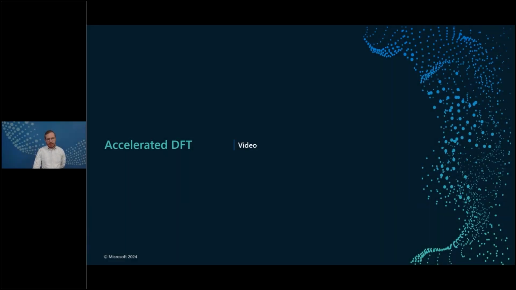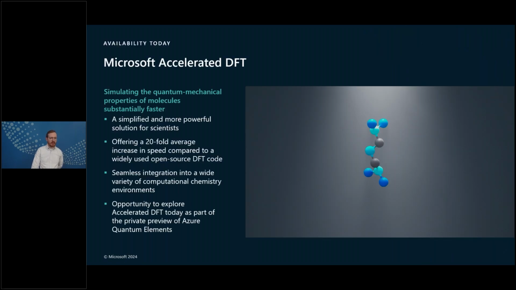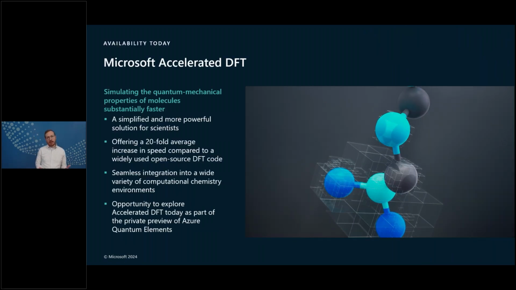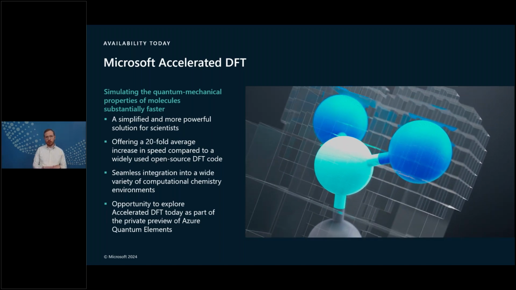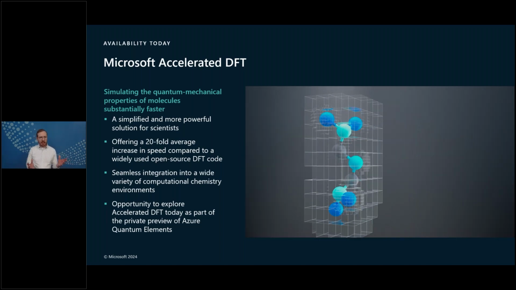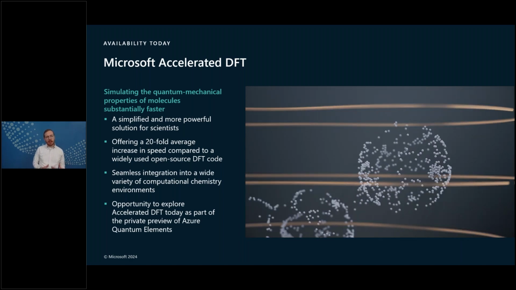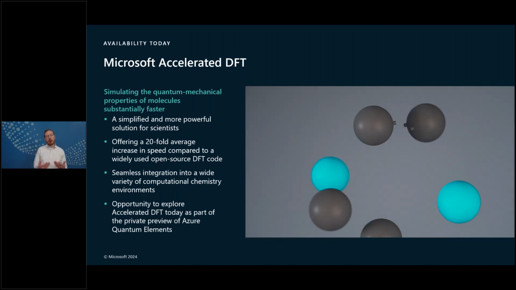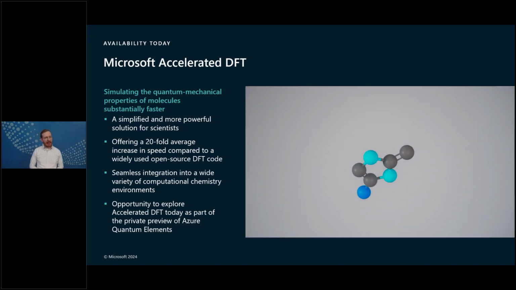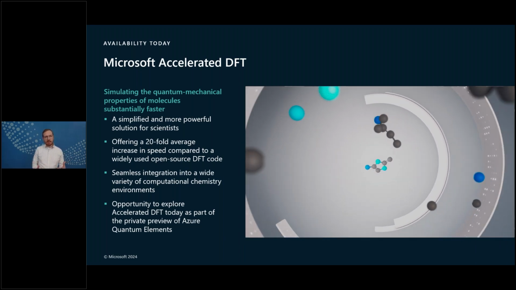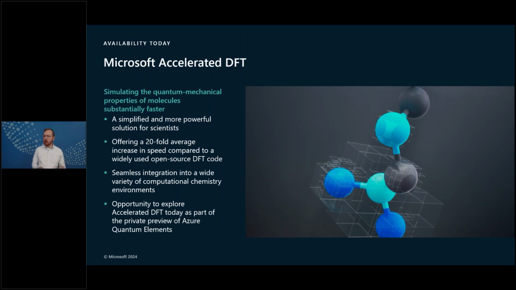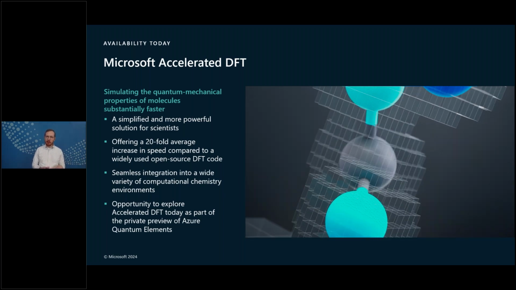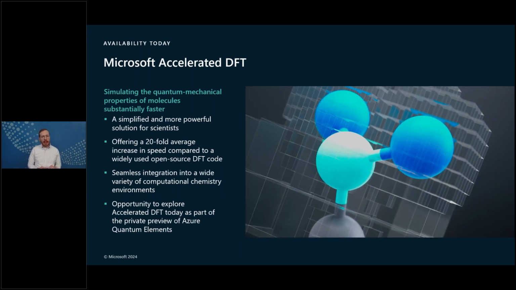Okay, so this is Accelerated DFT. This is a software package from Microsoft. It's a density functional theory code. It's a real density functional theory code. There are no severe approximations, but it's 20 times faster, on average, than, for example, one of the most popular open source density functional theory packages. And the reason for this is that it's a GPU-first code built from the ground up, not ported from elsewhere to GPUs, but actually built from scratch to run on GPUs. And it's extraordinarily fast.